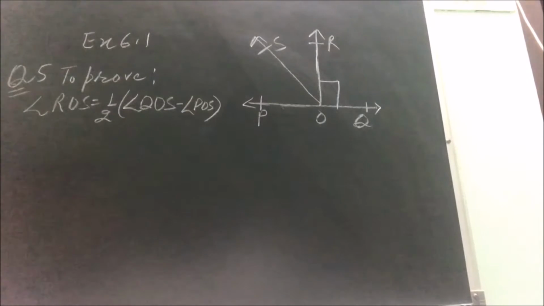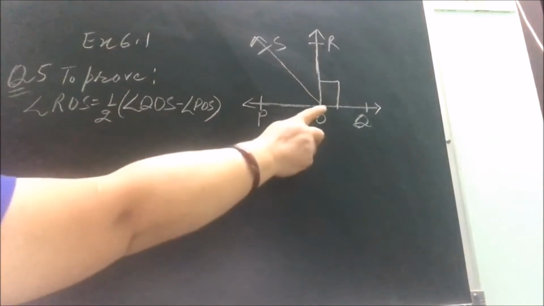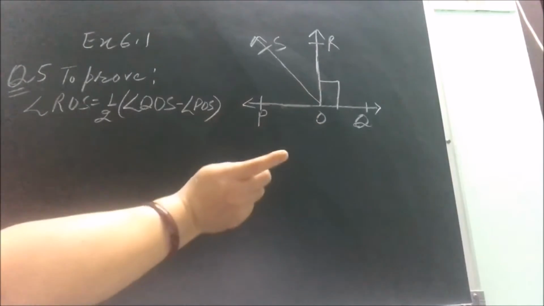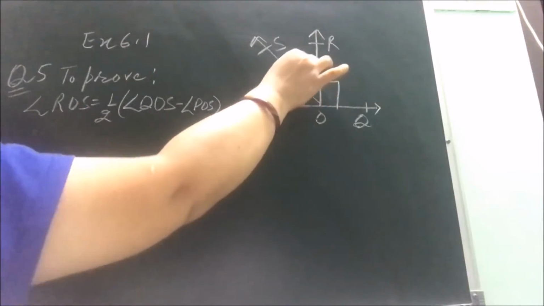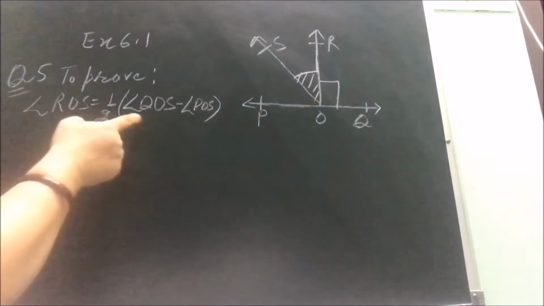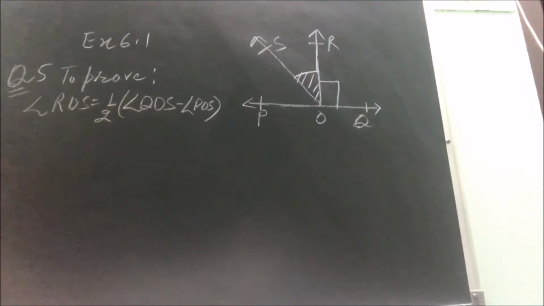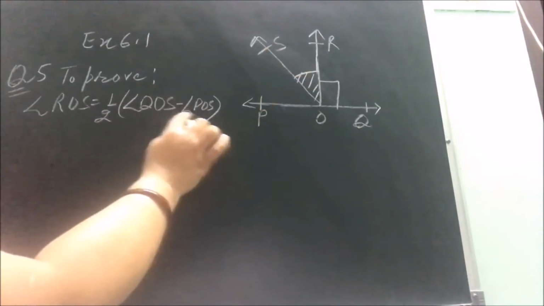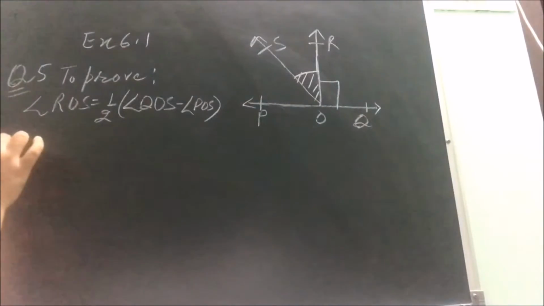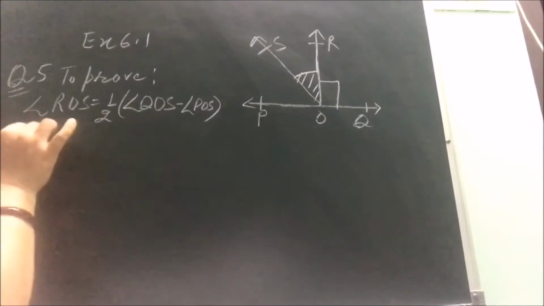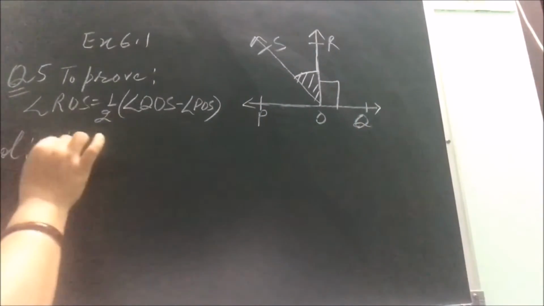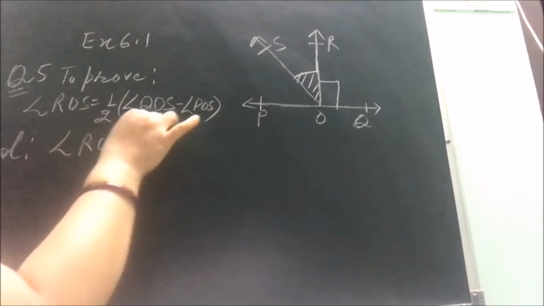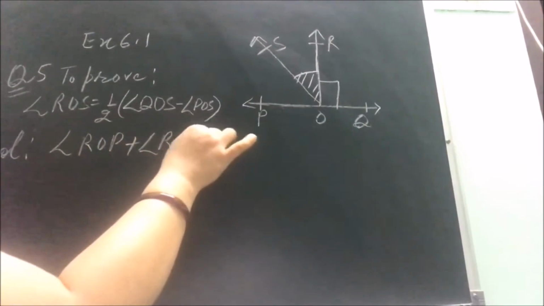Today we will do question number 5 of exercise 6.1. The figure is given to you. This is the given figure, a 90 degree angle, and nothing else is given to us. We have to prove that angle ROS, that means this one, will be equal to half times angle QOS minus angle POS. Right? So, first of all, see, this is 90 degrees, ROQ, ROP and ROQ, they make a linear pair.